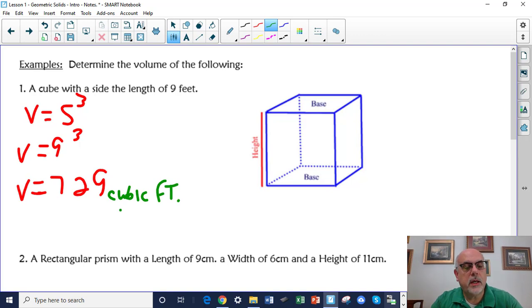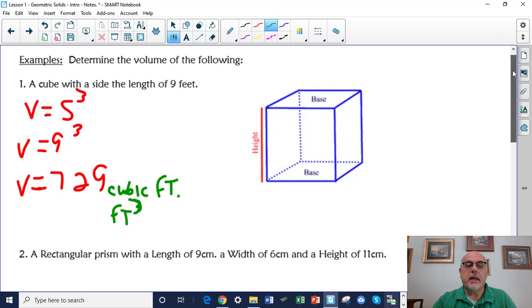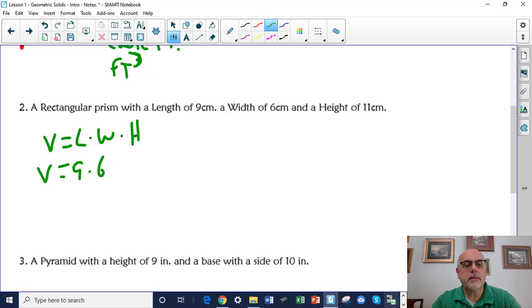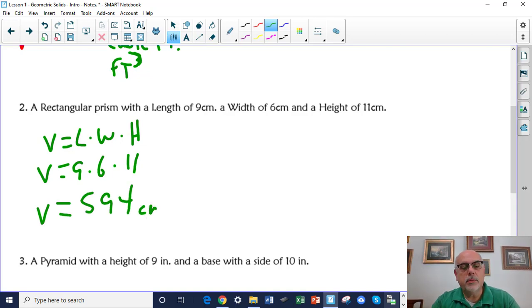Cubic feet, or you could say feet cubed. Okay. Rectangular prism. You're going to multiply the length times the width times the height. So the volume is length times width times height. 9 times 6 times 11. So the volume of this prism is 594 cubic centimeters, or centimeters cubed. Okay.